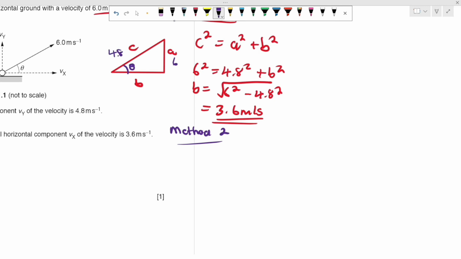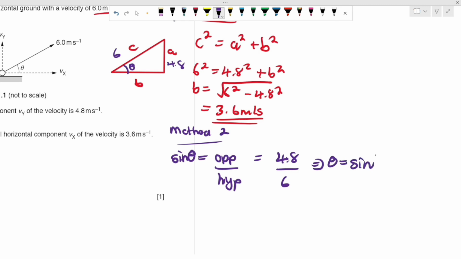So we basically know that sine theta is equal to the opposite side divided by the hypotenuse. That's basically how you find sine theta. And if you look, 6 is the hypotenuse, and 4.8 is the opposite. So it means that theta would just be arcsine of 4.8 divided by 6. Okay, so the value of theta would just be 53.13, and so forth.